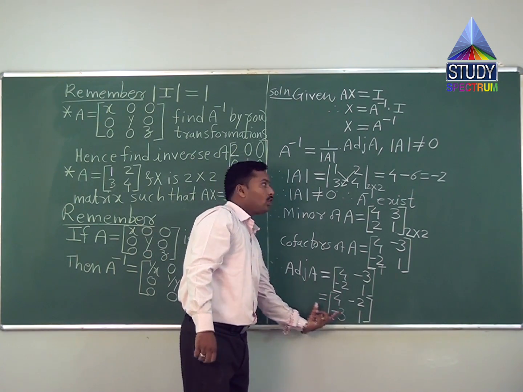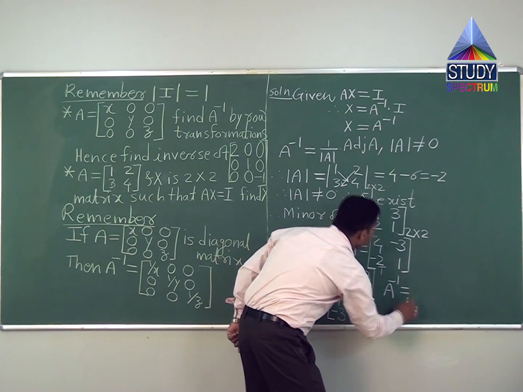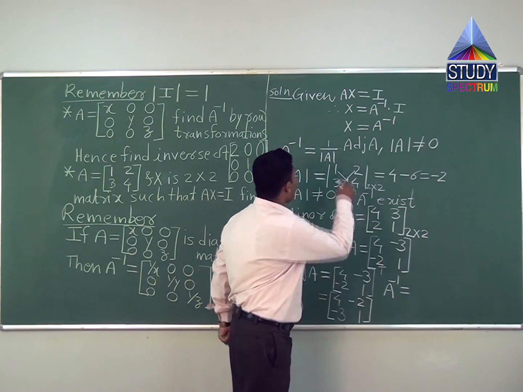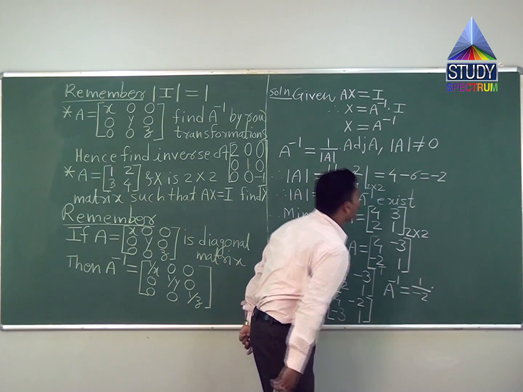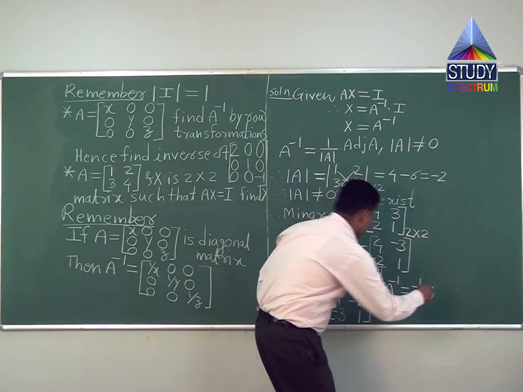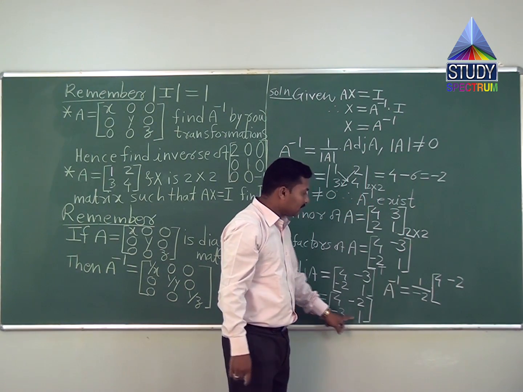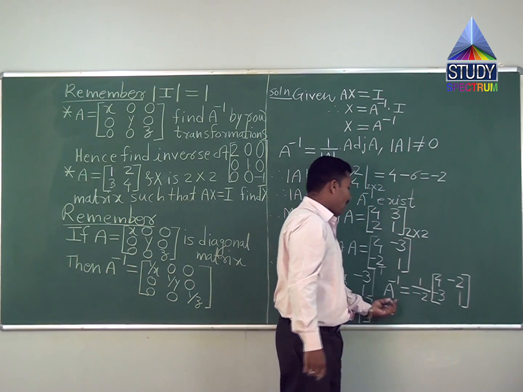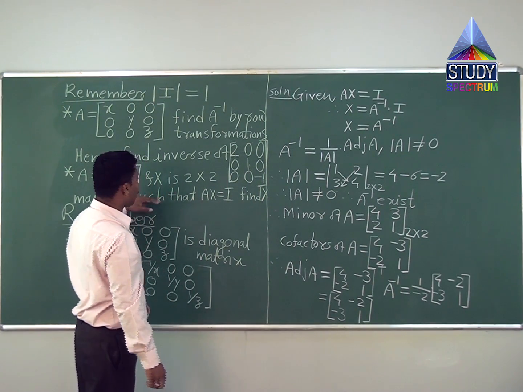By putting this value of adjoint of A in the formula, we get A inverse equal to 1 upon determinant A. What is determinant A? Minus 2. So 1 upon determinant A is minus 2 into adjoint of A. What is the adjoint of A? This is a matrix: first row 4, minus 2, and last row minus 3, 1. So we have found the A inverse of a given matrix and we finish this problem.